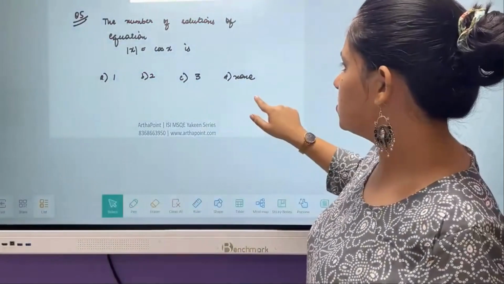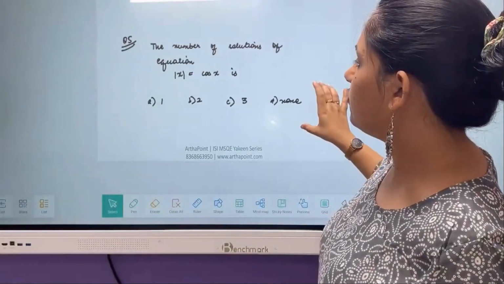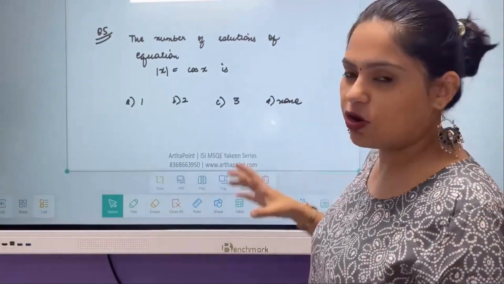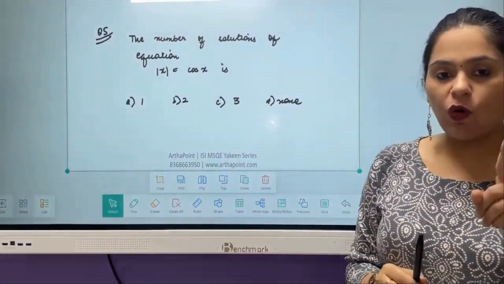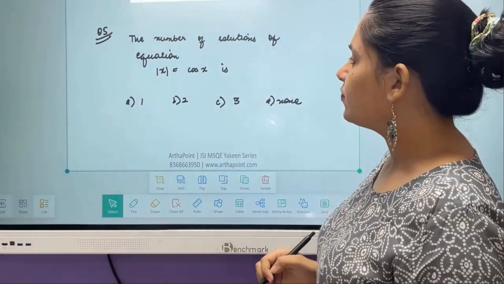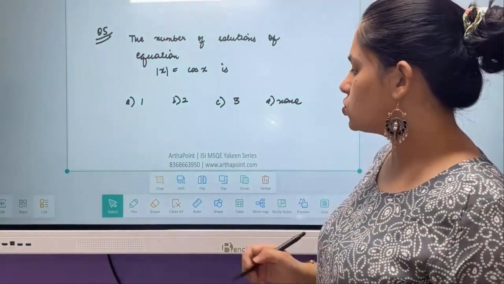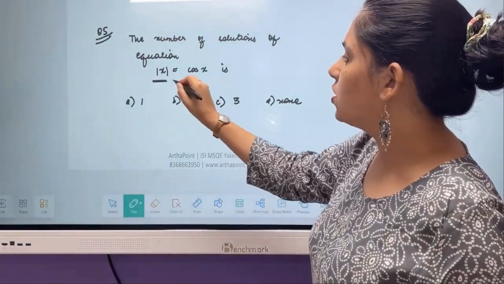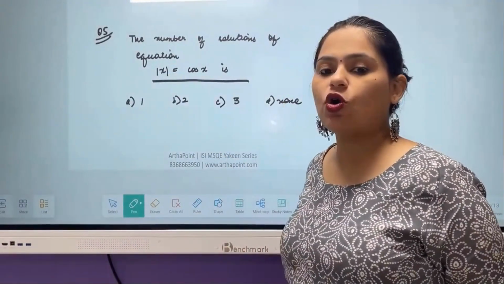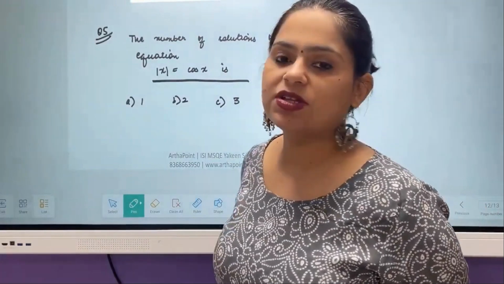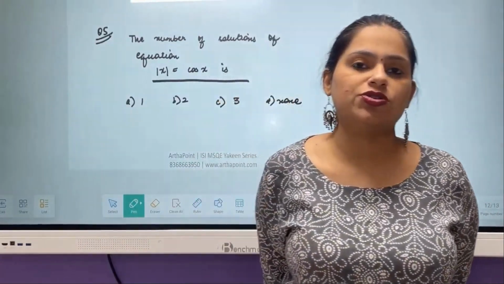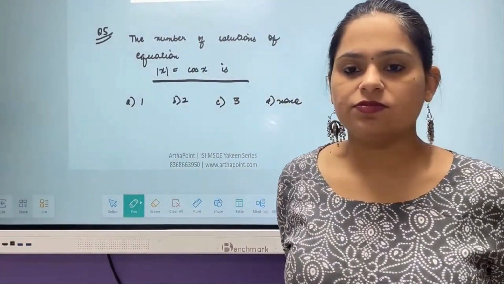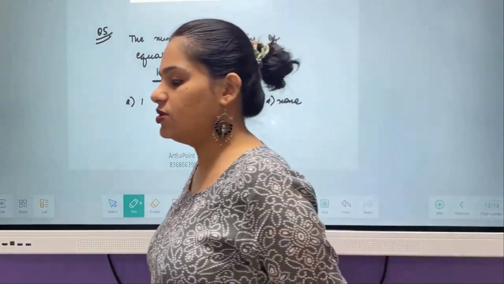So the question is this. The number of... a very interesting or easy question, and I want all of you to answer this question correctly. The number of solutions of the equation mod x is equal to cos x is. Just try to give me the number of solutions of this equation. Just try to do it.